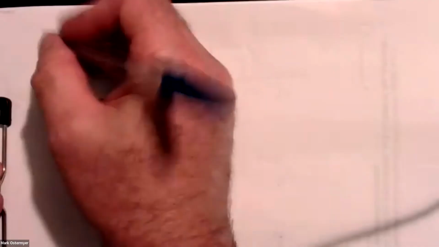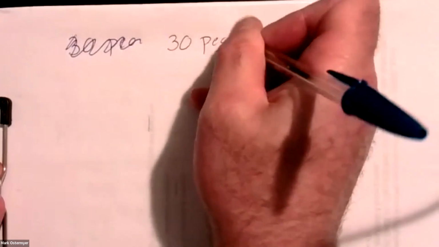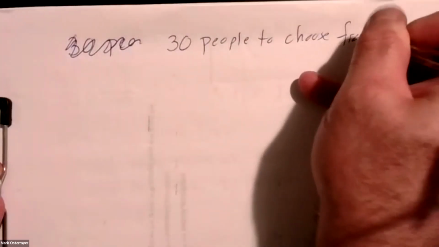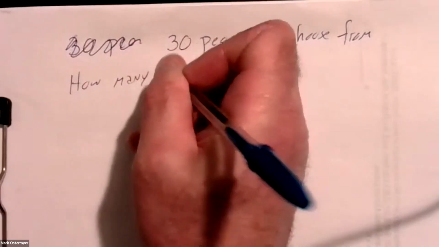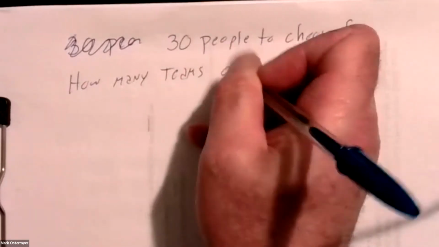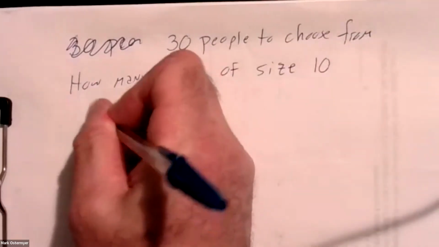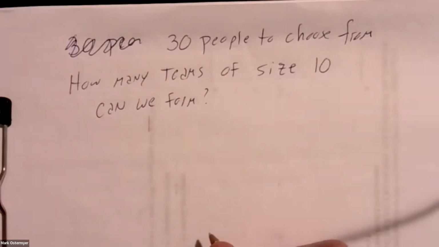Ladies and gentlemen, suppose I have 30 people to choose from. Ooh, that might be nasty. I guess we could try that. Suppose we have 30 people to choose from. How many teams of size 10 can we form where order does not matter?